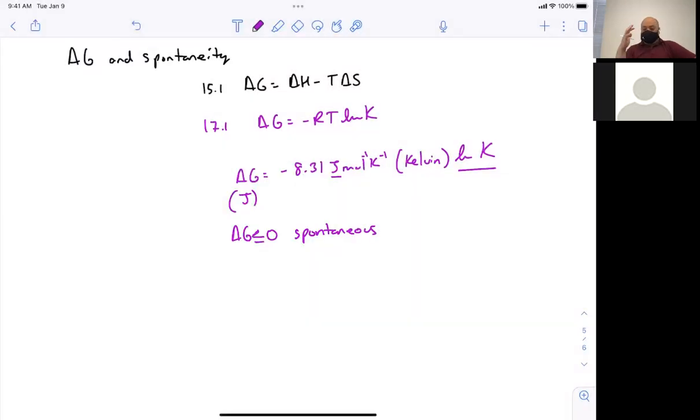So if R and T are constant values that are always positive, and it's negative RT ln of K, what kind of K value would create a negative overall delta G value? What kind of K value would get you so that it would be spontaneous? Yes, Lucia.